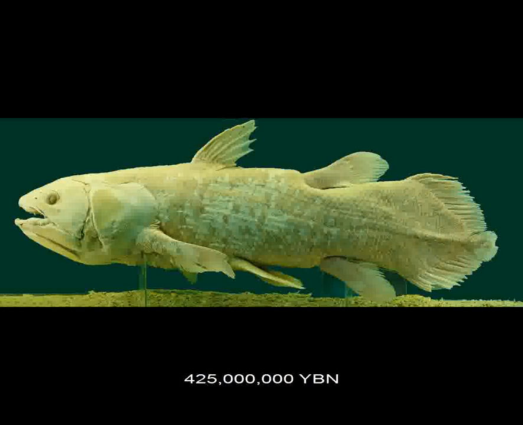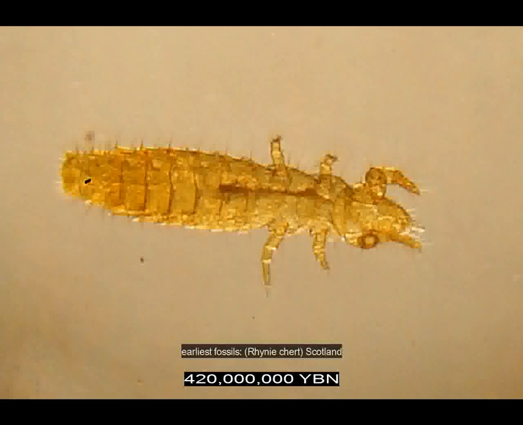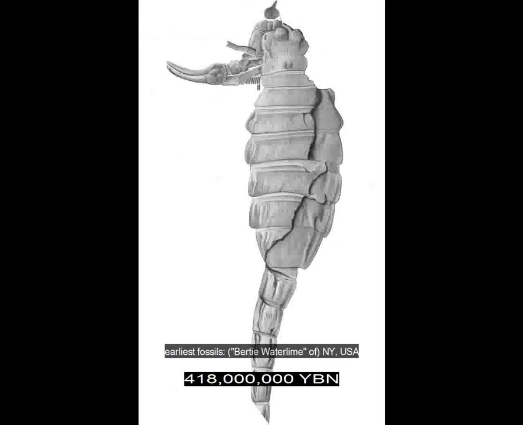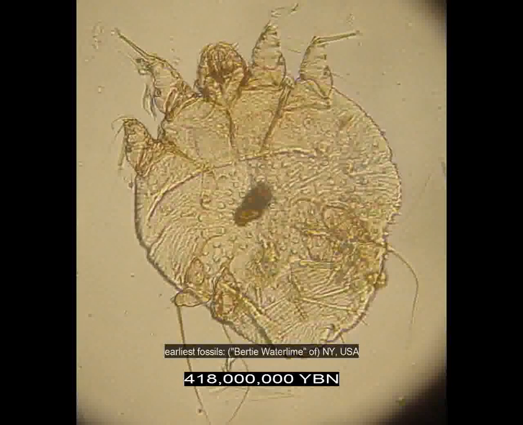The jawed fishes, lobe-finned fishes evolve. Lobe-finned fishes have a fleshy lobe at the base of each fin. The earliest extant lobe-finned fishes, the coelacanths, evolve now. The arthropods, hexapods, arthropods with 6 legs, 3 pairs, the ancestor of all insects. The Chelicerata arachnids evolve, the ancestor of all scorpions, spiders, mites, and ticks.